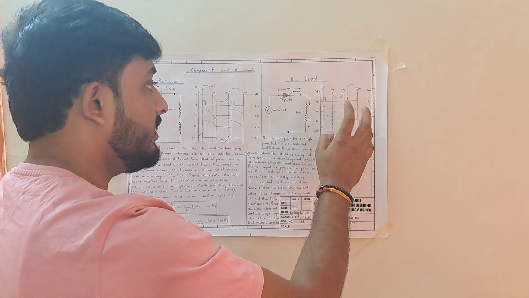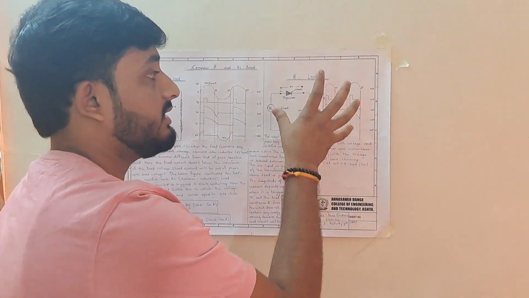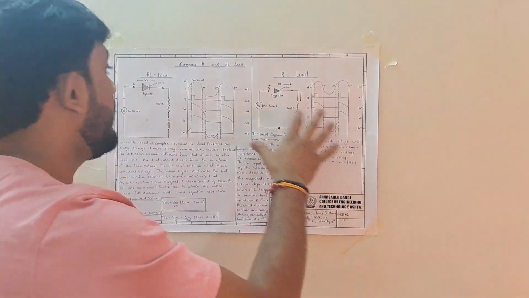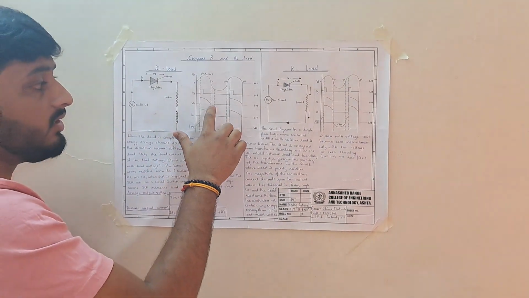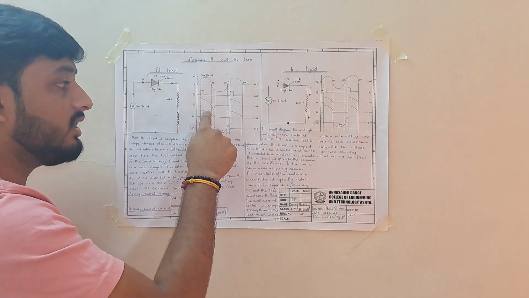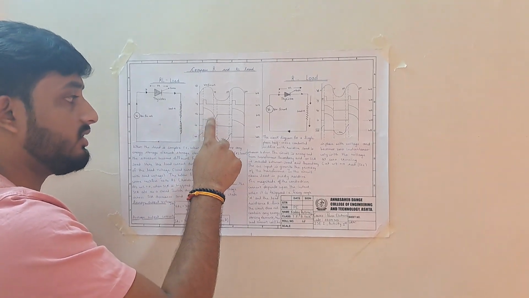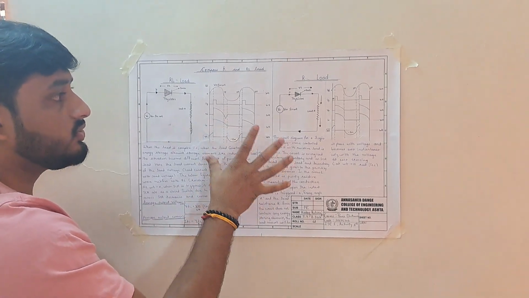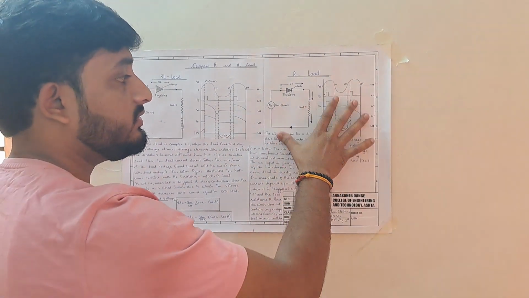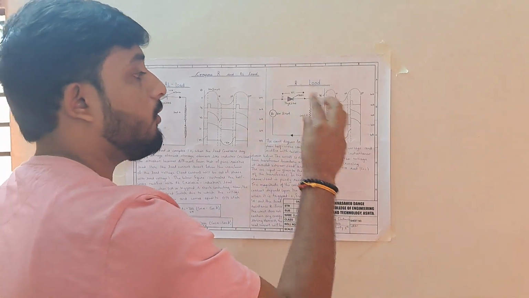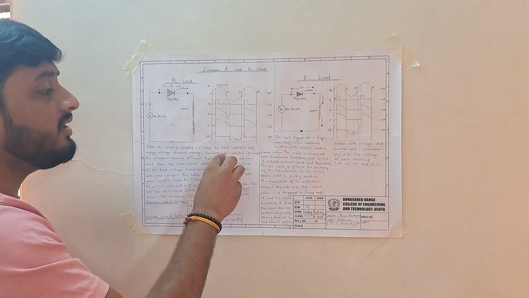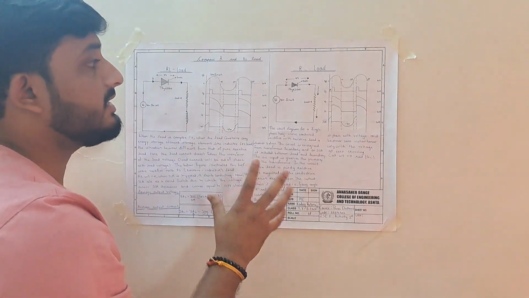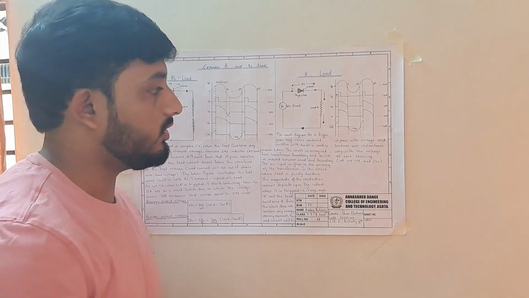So as we can see in the comparison between the two, in the R load there is no inductive or lagging region in the waveform. But in the RL load there is a certain angle which lags behind the zero axis. It is called the beta angle. In the R load the output gives only a positive half cycle, but in the RL circuit it gives a certain negative waveform. This is the comparison between the circuits. So thank you, sir.